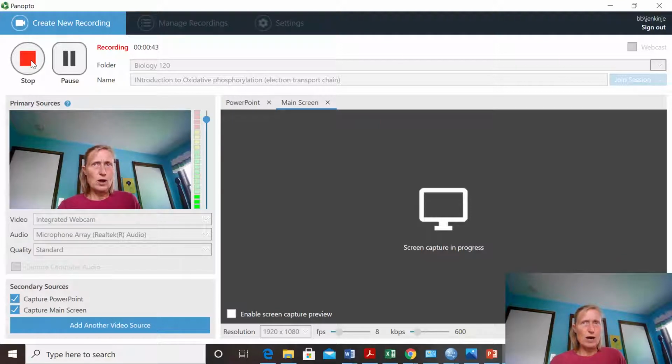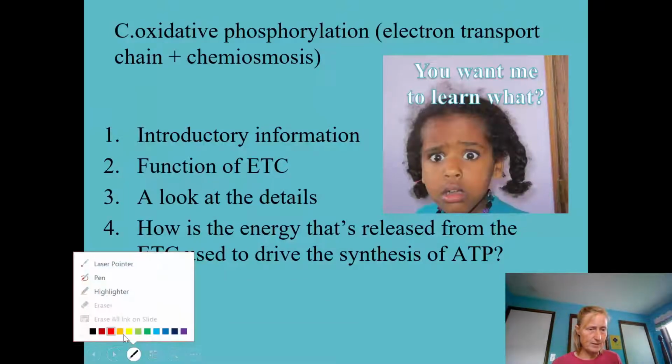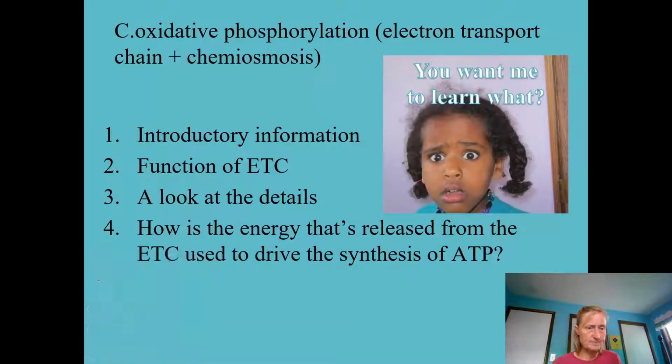Now, how are we going to make lots of ATP? That's the final step, oxidative phosphorylation. And that's what we're going to look at today. I'm going to introduce it in this video. So, let's move to our PowerPoint slide, and we'll get started.